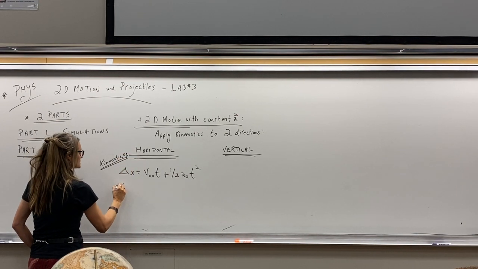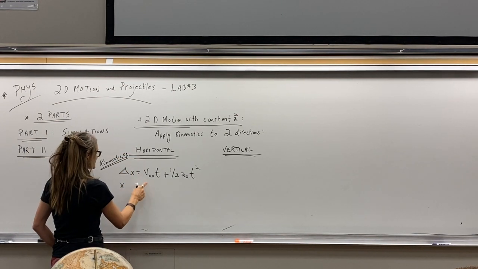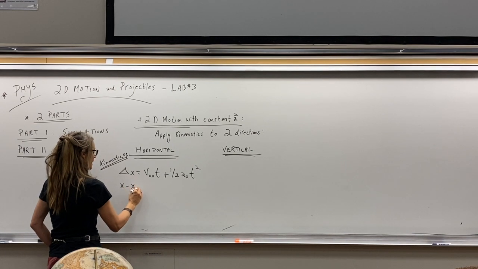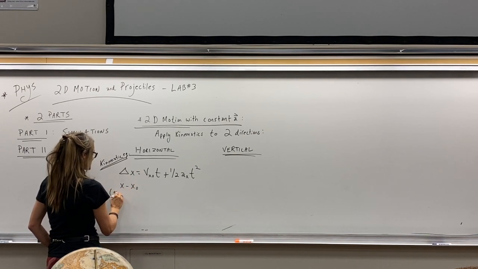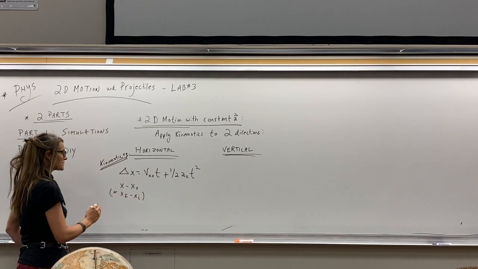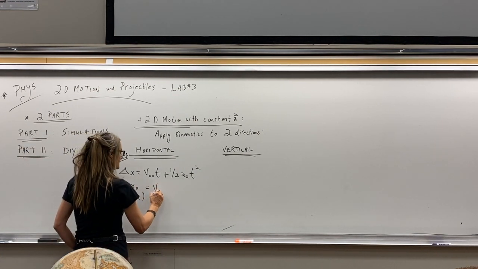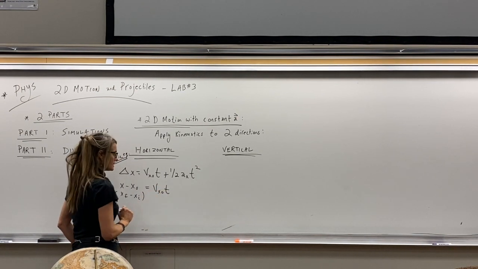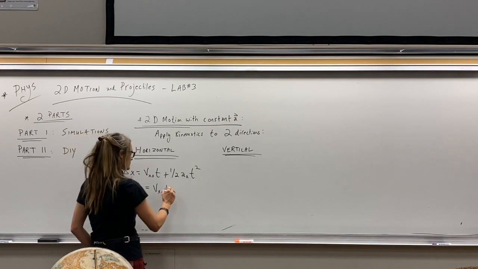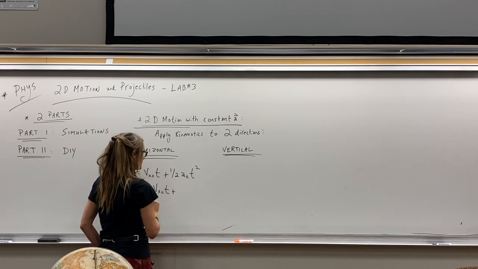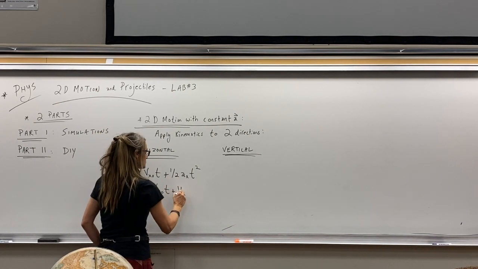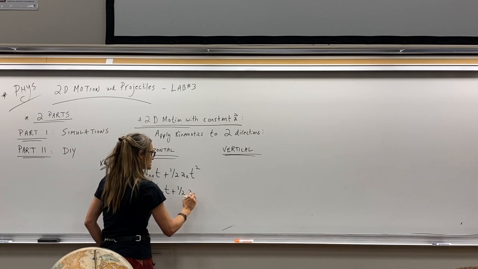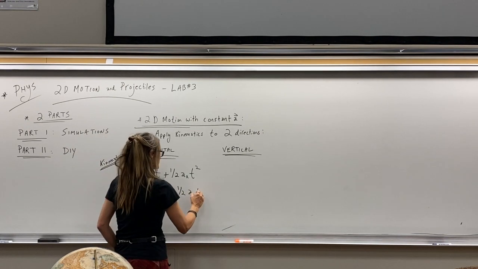And remember that this is x final minus initial, so x minus x naught, or if you use the x final minus x initial notation, that works, equals v, the horizontal initial velocity, times t, your time of flight, or the time that elapses, plus 1/2 acceleration in the x direction, t squared.